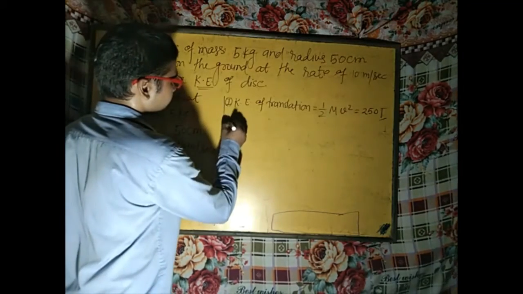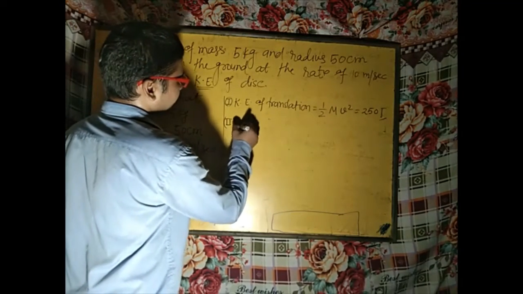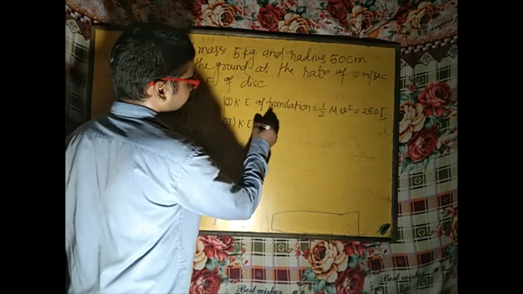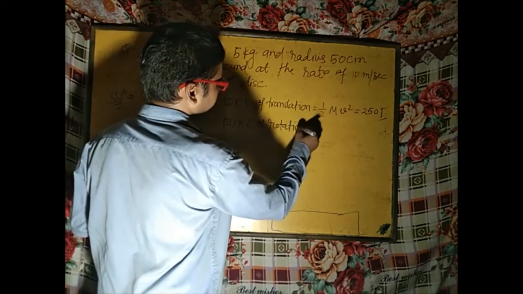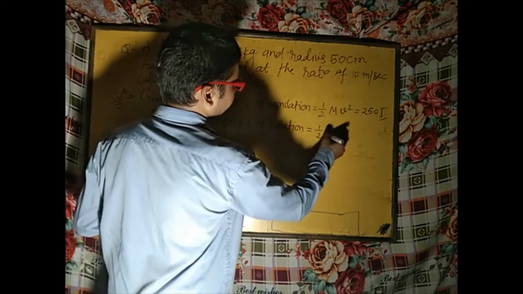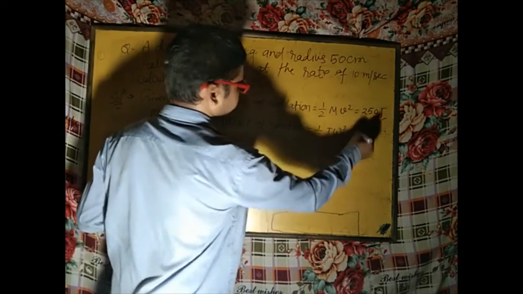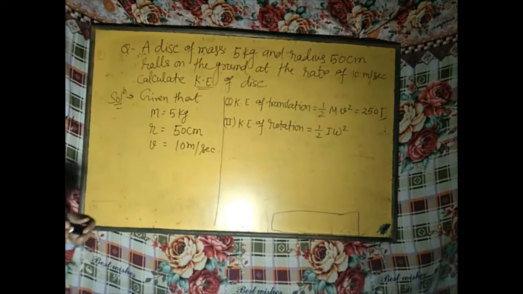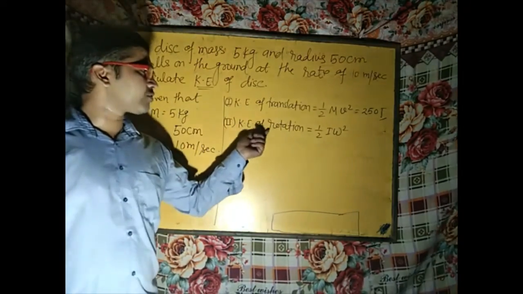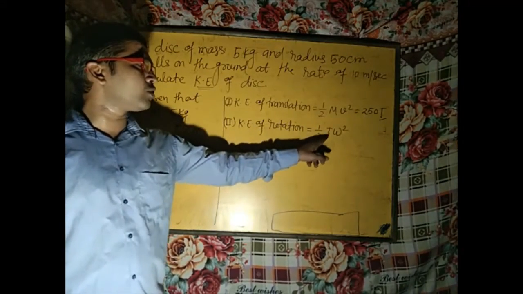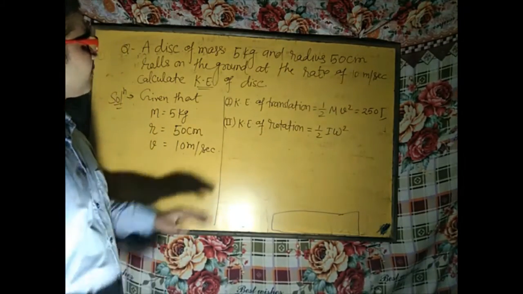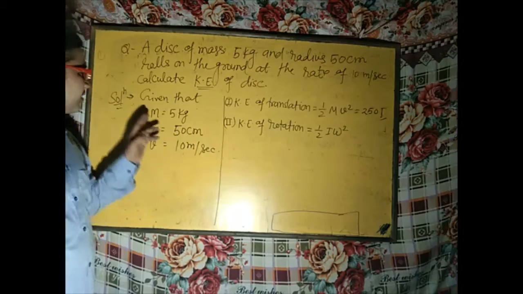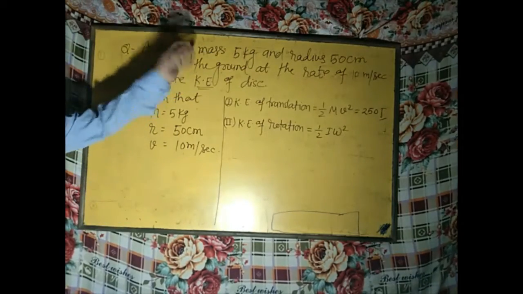Second, kinetic energy of rotation is given by 1 by 2 I omega square. Okay, so you can see here kinetic energy of rotation is equal to 1 by 2 I into omega square, right? Now the value of I and omega is not given in this question.